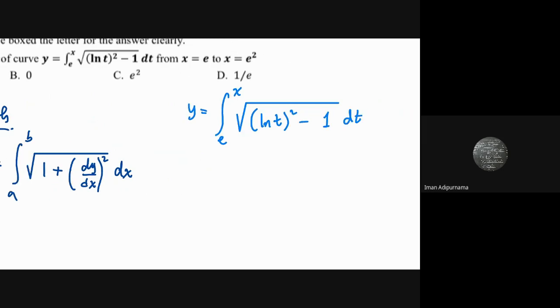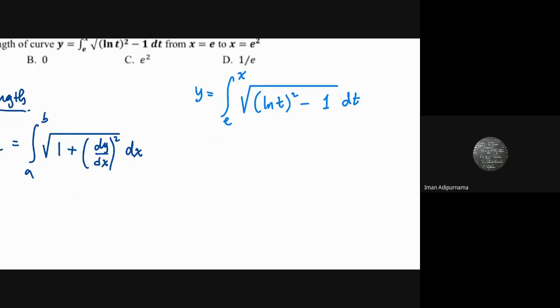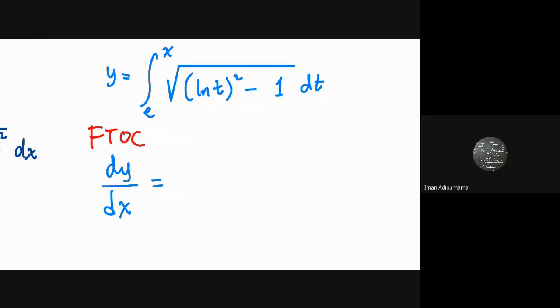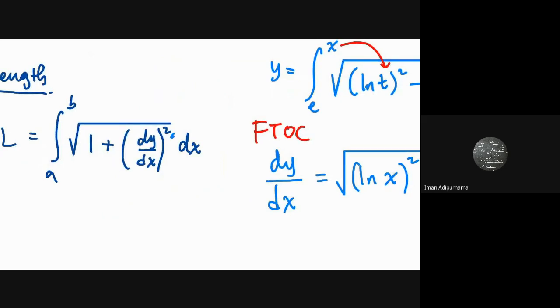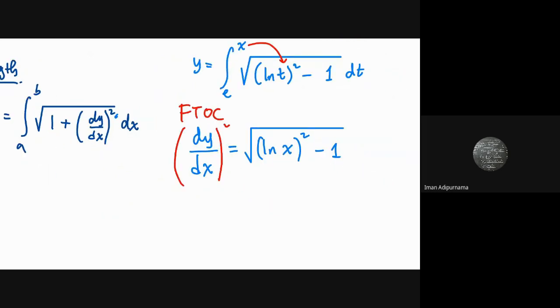So we have y equals, this is our curve, the integral from e to x of the square root of (ln t) squared minus one. If we want to find the first derivative, we use the fundamental theorem of calculus, so we can take the x inside t. So this will be ln x, squared. So far it's okay, right? And then we need to take the square of this.